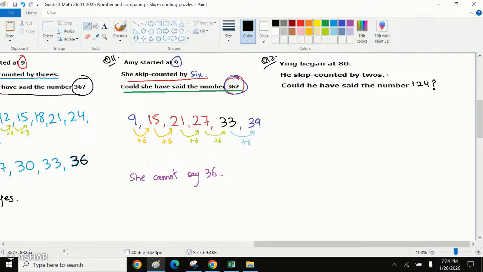Okay, so is it possible? Would it be possible if Ying begins at 80, would 124 be possible over here, when Ying is counting by 2s, right? So if we start at 80, we skip by 2s, that would mean 82, 84, 86, 88, 90, 92, 94, 96, 98, 100, right?